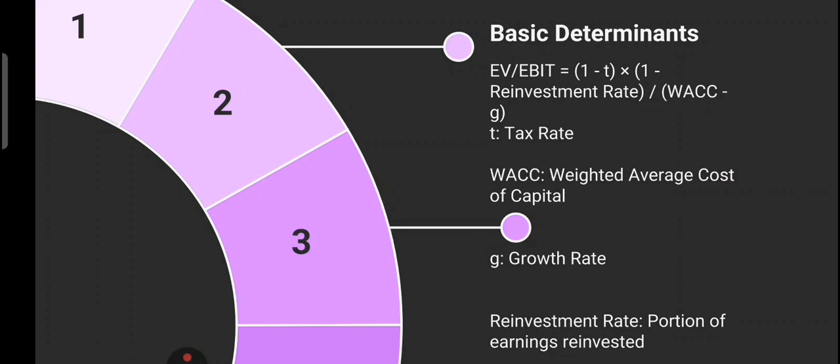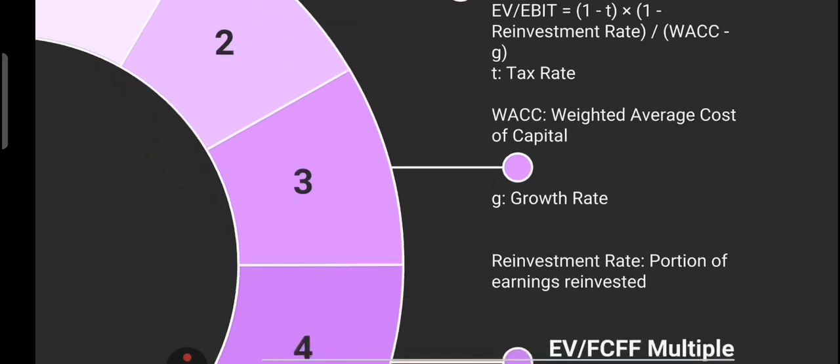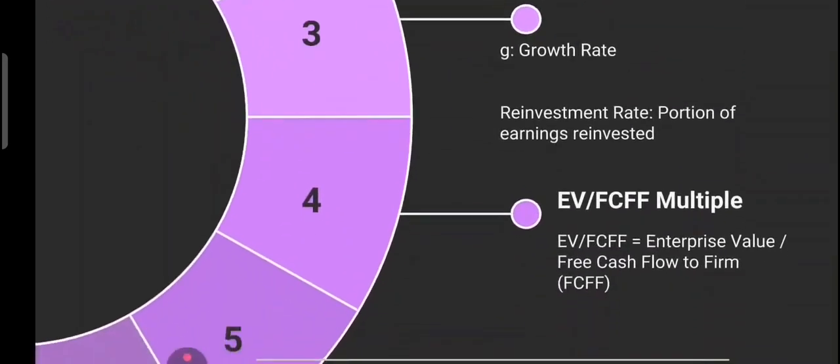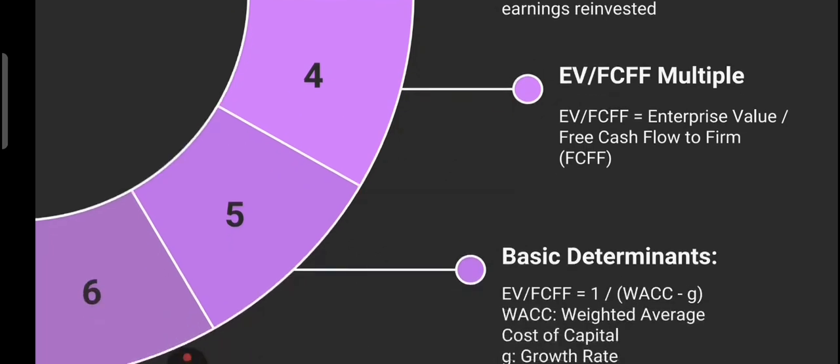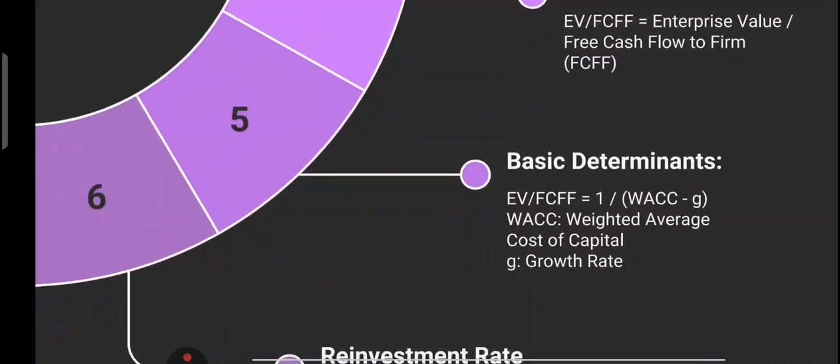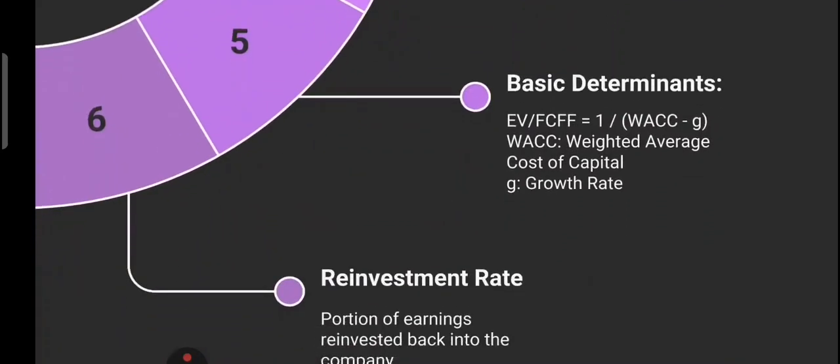So again I am repeating: 1 minus reinvestment rate. Now what about the EV upon FCFF multiple? What is FCFF? Free cash flow to the firm. So the formula is quite simple. What you do is 1 divided by WACC minus G. So in the denominator just write WACC minus G and take its reciprocal. This will give you EV upon FCFF, enterprise value upon free cash flow to the firm, right?